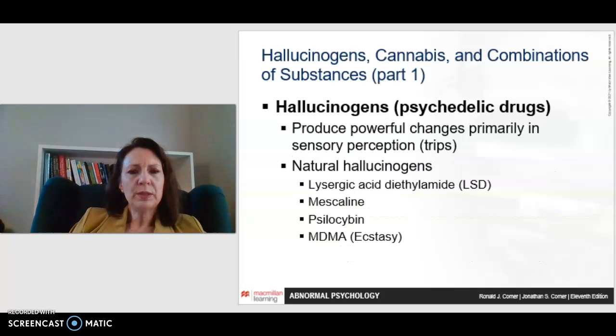Hallucinogens or psychedelic drugs are the next variety that we're going to talk about. They produce powerful changes primarily in sensory perception. There are natural ones like LSD, mescaline, psilocybin, and MDMA or ecstasy.